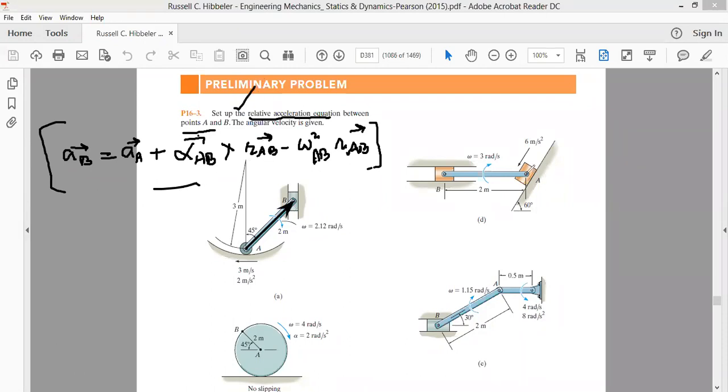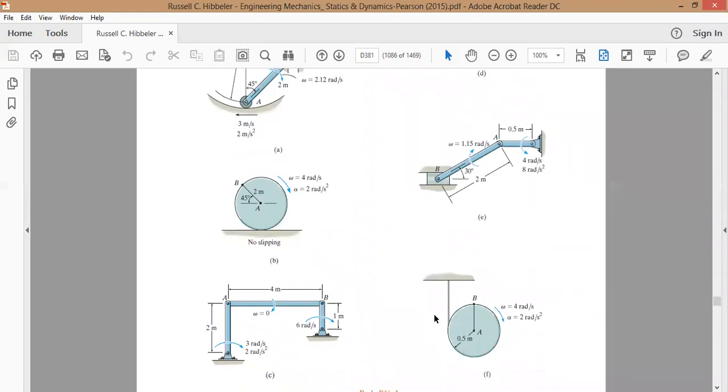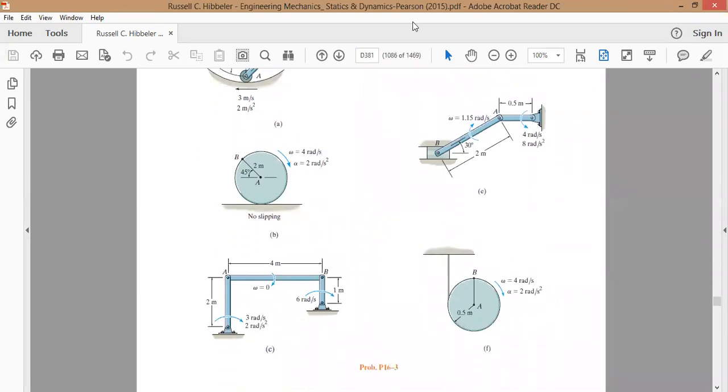Same is the problem with A and B. We are given the acceleration of A, and we have to find the acceleration of B. We have to write the acceleration equation between B and A. In this way, the way we have written this equation, I want students to write it for this mechanism, this mechanism, and this mechanism. For all the mechanisms, students should be in a position to write the velocity and acceleration equations between the 2 points, between points A and B.